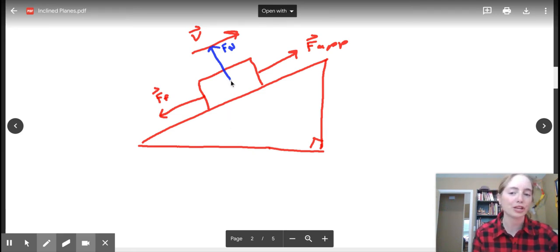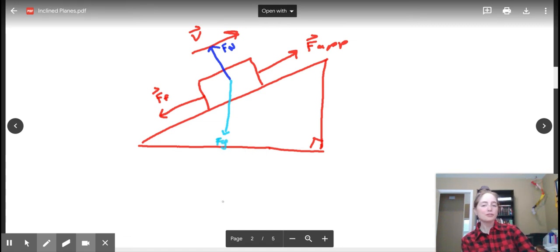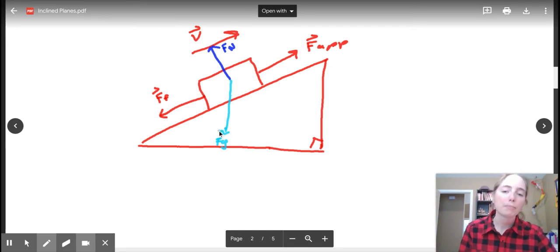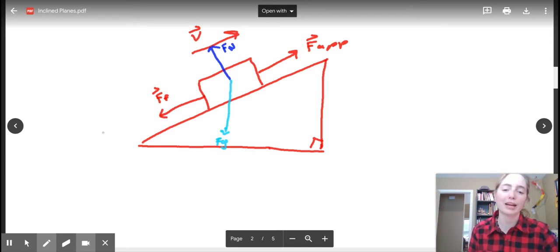I'm going to switch blue to a different shade of blue. And now we're going to look at Fg. So as we mentioned earlier, Fg is always straight down. Okay, so this brings us to a few challenges here. We can't do a ton of math with this. Fg itself is neither perpendicular nor parallel to the surface. But what we can do is break Fg, being a vector, into its components. We can have a force of gravity perpendicular and a force of gravity parallel.